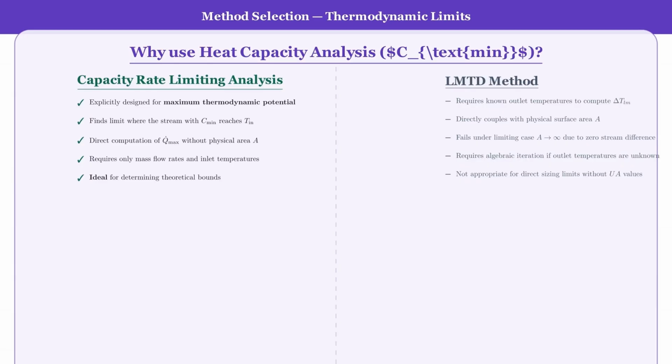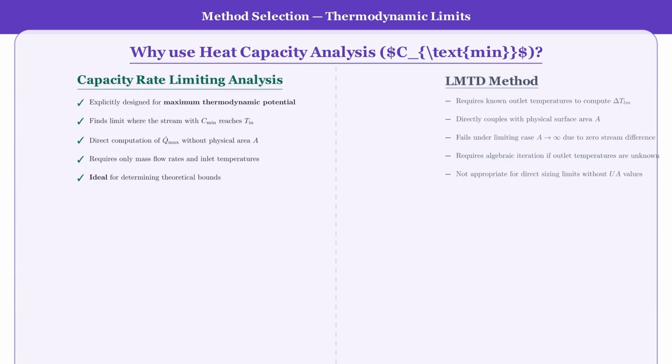Crucially, the capacity rate analysis requires no knowledge of the physical surface area. Q dot max is computed directly from the inlet temperatures and mass flow rates alone. The LMTD method, however, is fundamentally coupled to the physical surface area through the relation Q equals U times A times delta TLM, and no area is given here.